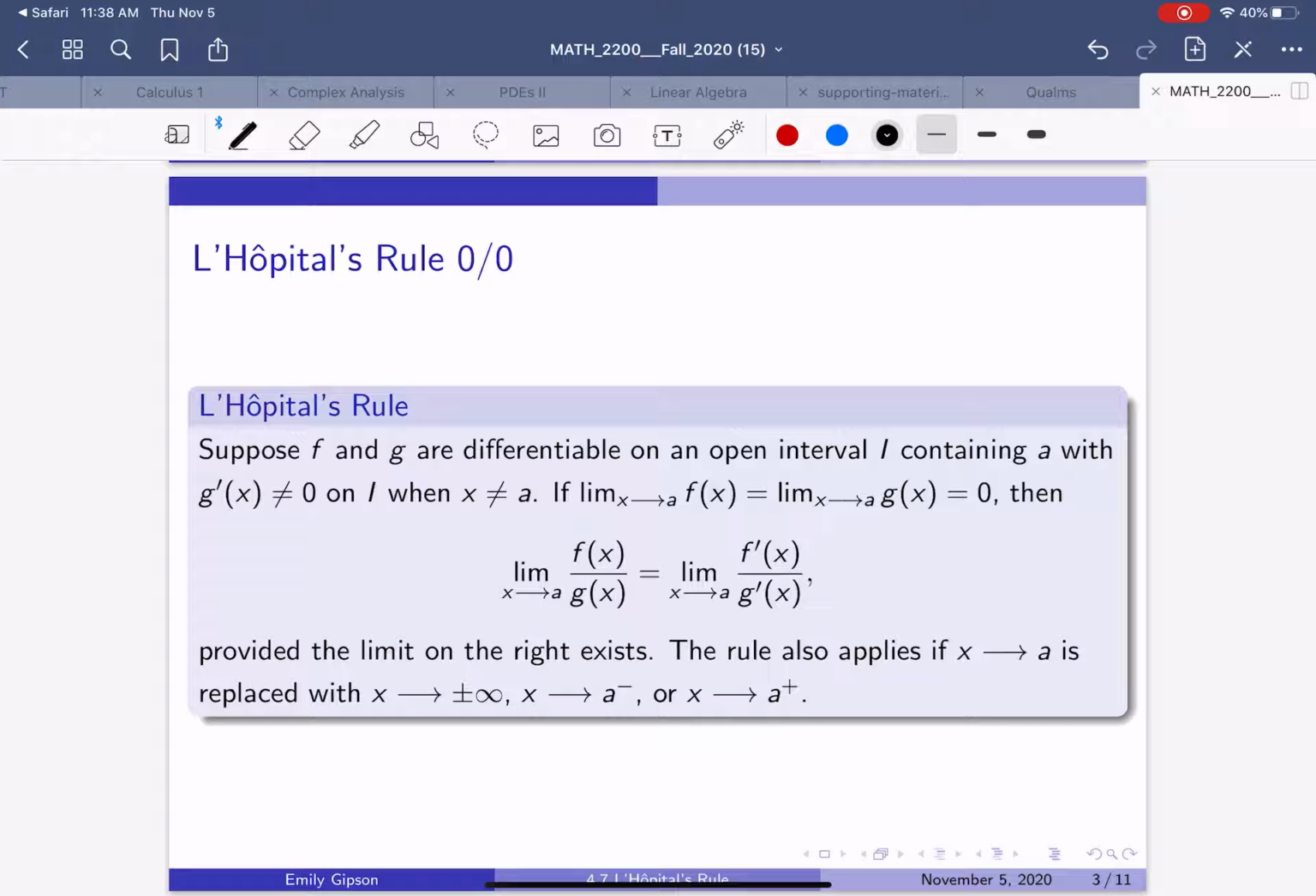And this doesn't make any intuitive sense. There's no way that you look at a graph and you say, yeah, the limit of the ratio of these two functions is equal to the limit of the ratio of their tangent lines. But indeed it's true, and L'Hôpital worked really hard to prove that. So now we get to use this fun little fact for free. The rule also applies if x approaches a is replaced with x approaches plus or minus infinity, or x approaches a from the left, or x approaches a from the right. So we can really use this tool to our advantage.